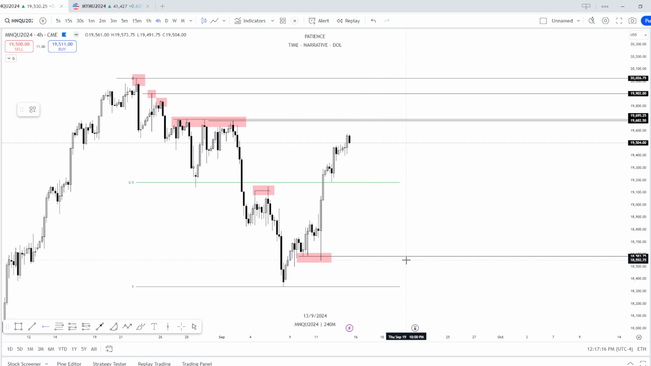So it all flows into each other. I hope you understood, and yeah, that's everything about liquidity.